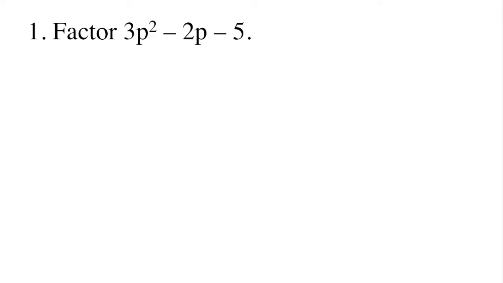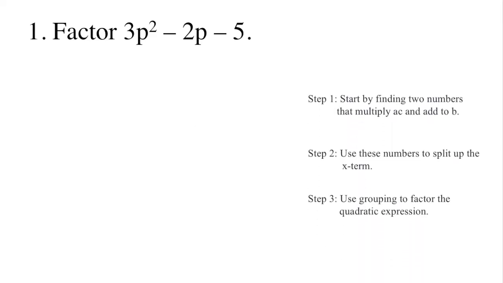Let's have the first example. Factor 3p squared minus 2p minus 5. Step 1. Start by finding two numbers that multiply to AC and add to b. So what is A? A is the leading coefficient, 3, B is negative 2, and C is negative 5. So let us multiply A and C, which is 3 times negative 5, equal to negative 15, and your middle term is negative 2.